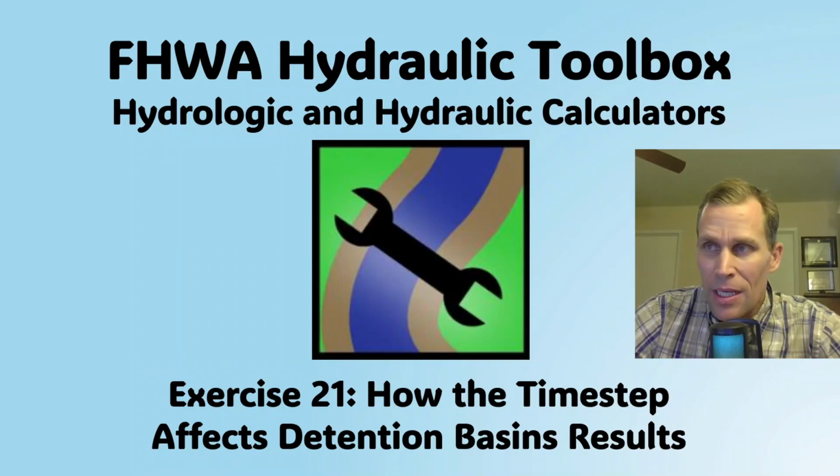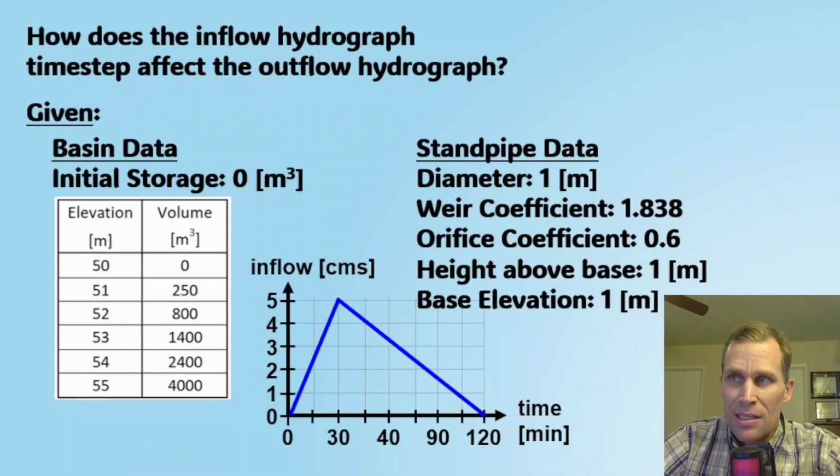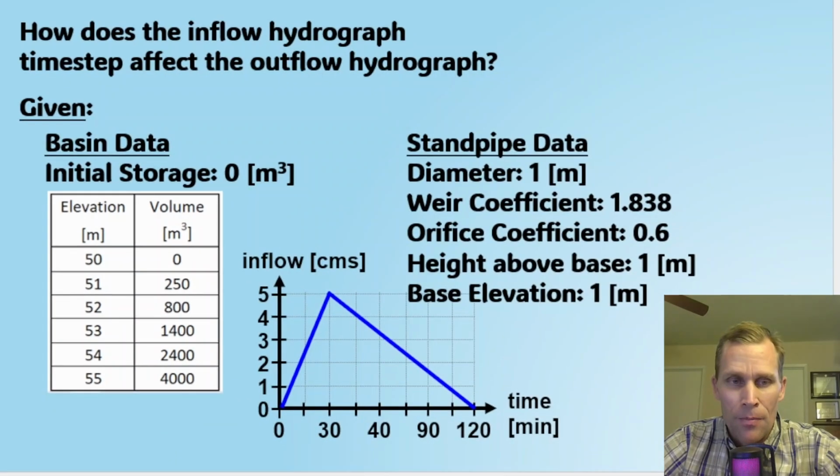So what we're going to be looking at is two parameters, two results in particular, the max discharge and the max volume that are calculated using the detention basin calculator. And we're going to have four different inflows, which are all going to be the same inflow, but have a different time step. So you'll see what I mean. Let's go ahead and get started.